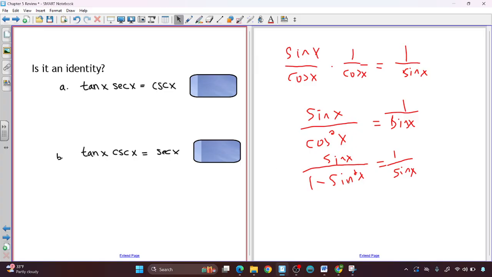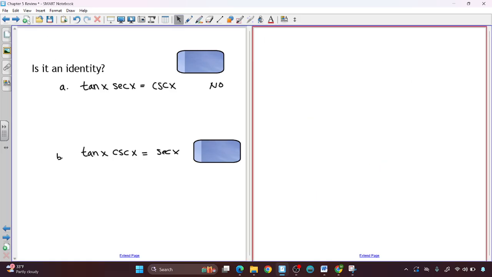Definitely not seeming like it's going to be an identity. No cancellation here. I'm thinking no. I don't think I'll do this to you on the actual test. There you go. Let's try the next one.